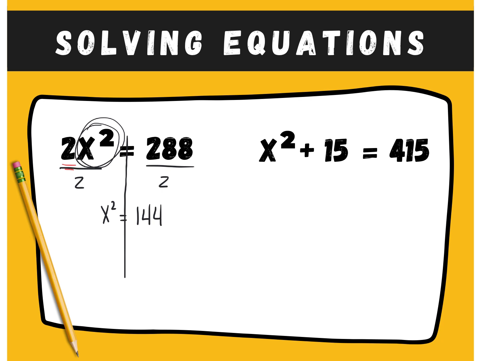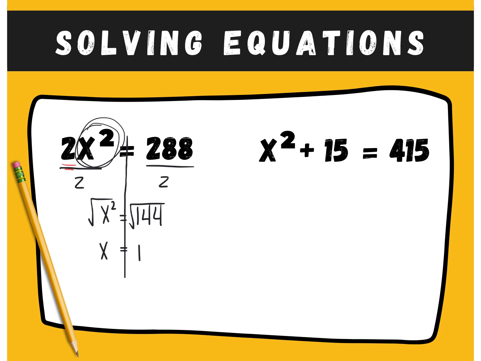Now, hopefully you already know where to go from here. I need to get x, not x squared, just x. So I'm going to square root both sides. Now remember that the square root is saying what number times itself gives me x squared. In this case, I know that I end up with just x. On the right-hand side, I'm thinking what number times itself gives me 144.